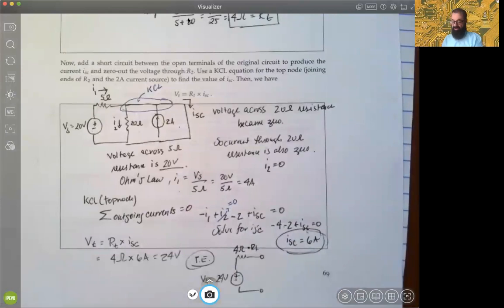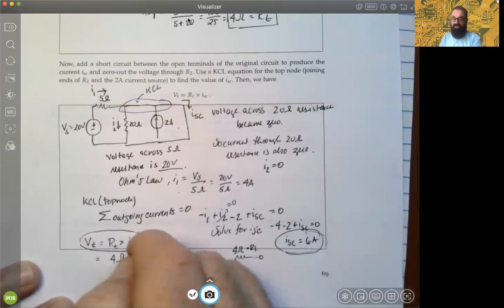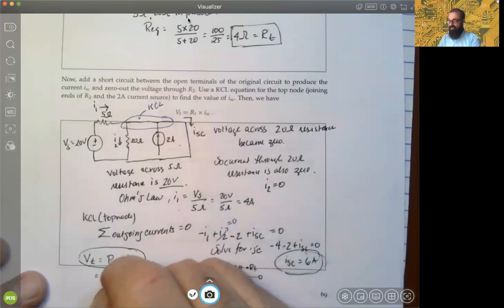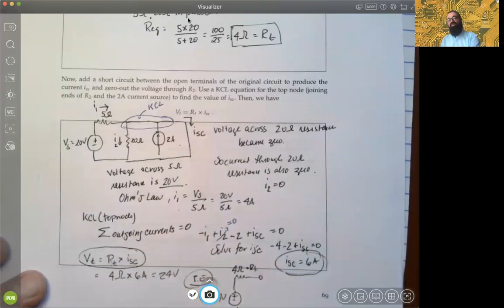So rehashing, the strategy here was to get the Thévenin resistance by zeroing out the sources, then adding the short circuit so that we could deduce with KCL what the ISC, or what that short circuit current would be. And again, in this 3-parameter equation, all you need is 2 of them. So in this case, we determined the right 2, the RT and ISC, and immediately you can get the Thévenin voltage. It's a really nice technique that is very handy.